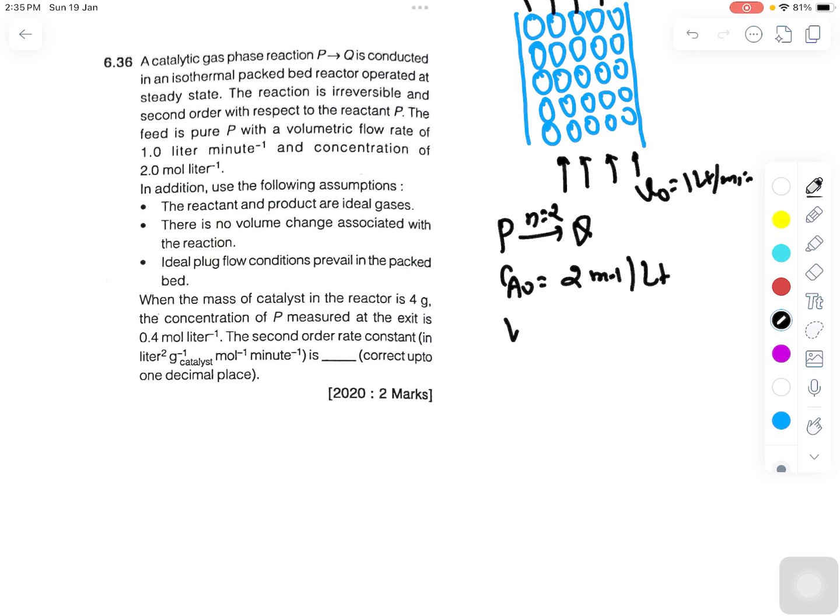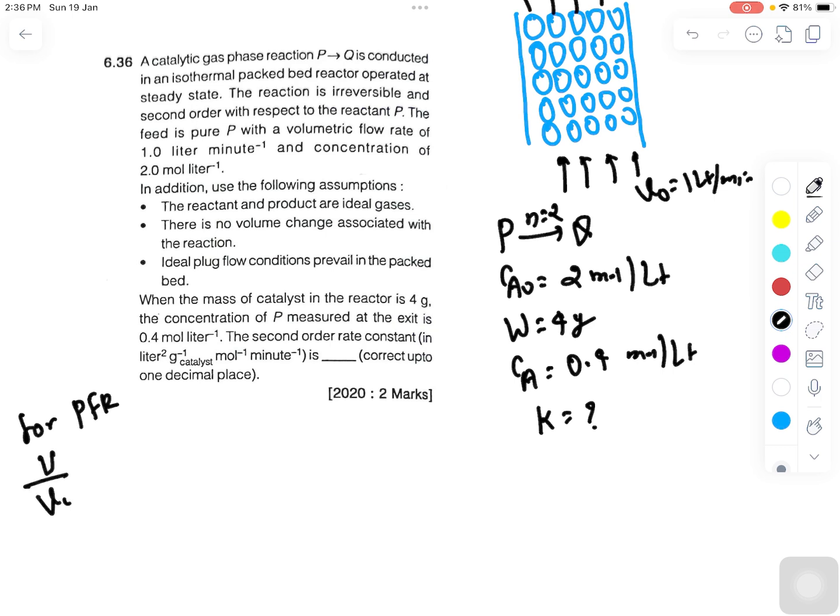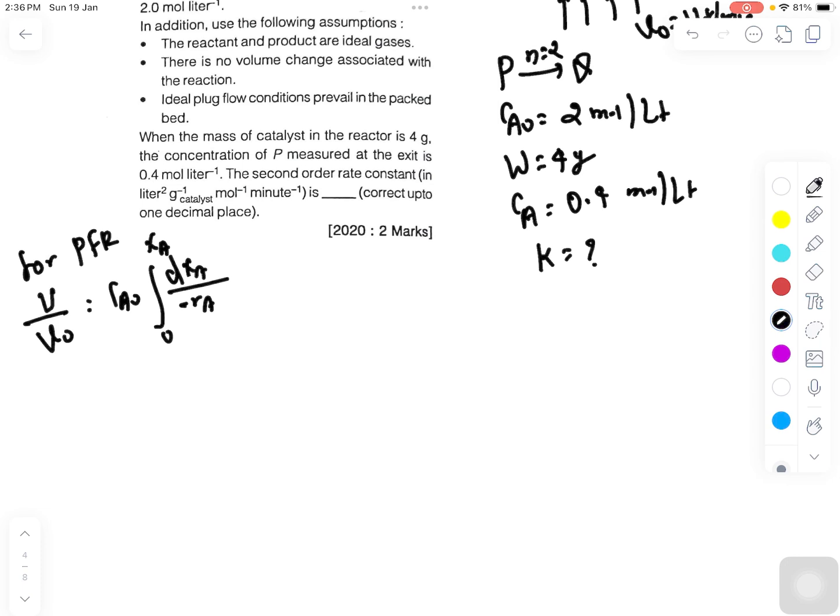Now here they have given that the mass of the catalyst in the reactor is 4 kg. The concentration at the exit of the reactor is 0.4 mole per liter. You are supposed to calculate the second order rate constant, right? So for a plug flow reactor in a liquid phase system, what happens? V divided by V naught equals Ca naught times the integral from 0 to Xa of dXa divided by minus Ra. This is our design equation for a plug flow reactor for a constant volume reaction system.